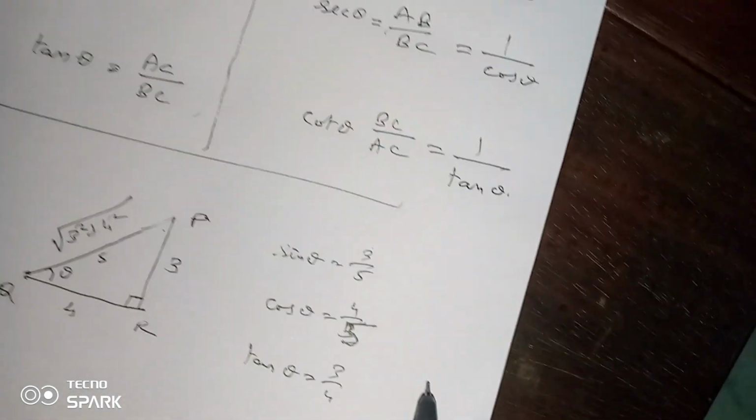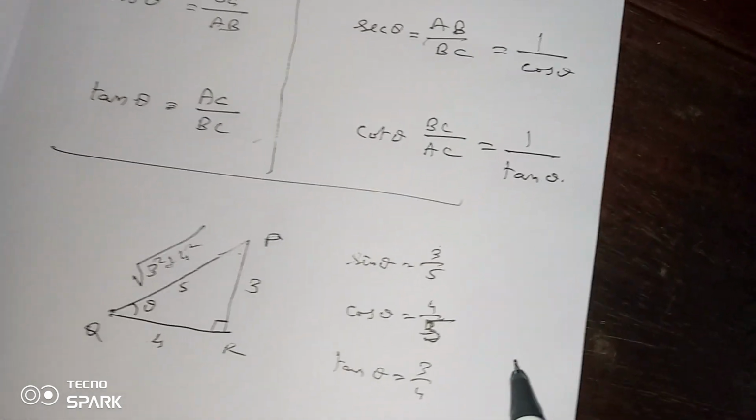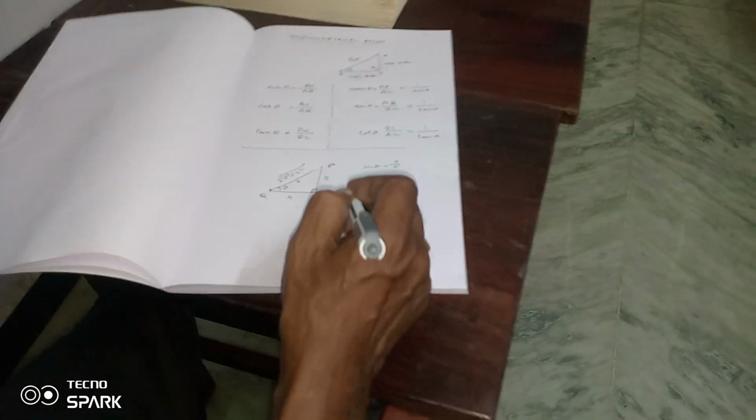Tan theta may be any other way. It may be less than 1 or greater than 1 or equal to 1. Okay, these are all the various ratios.